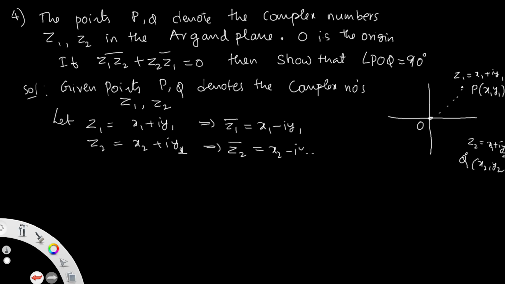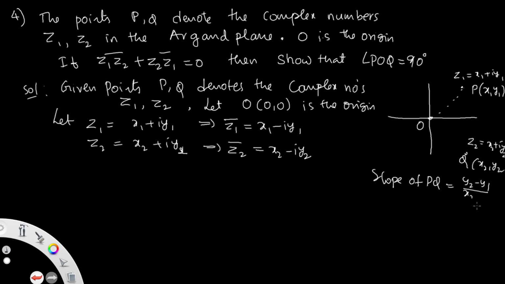The origin is also given, let the origin be 0 comma 0. Just the slope we have to find. Slope of OP, by the slope formula, is y1 by x1. Similarly, slope of OQ is nothing but y2 by x2.